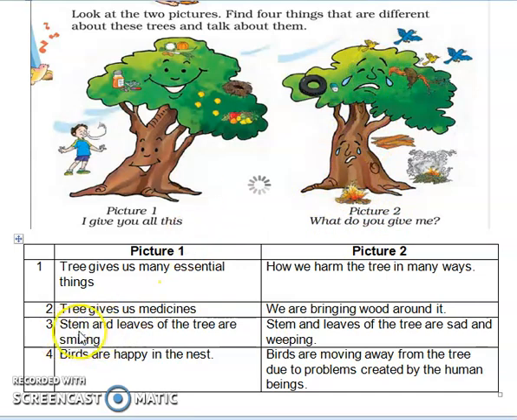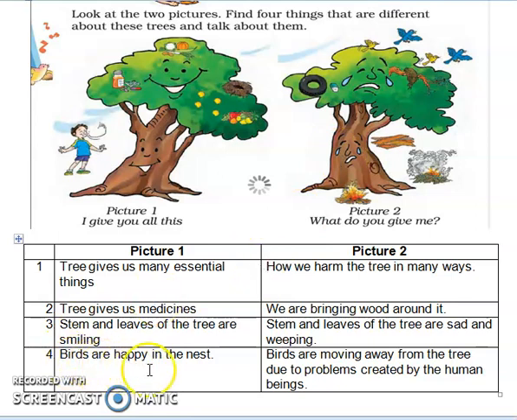Next, in picture 1, the stem and leaves of the tree are smiling. See, these stems, these leaves, this trunk, these are all happy in picture 1. But let us see picture 2. The stems and leaves of the tree are sad and weeping. As you can clearly see, in picture 2, these leaves, stem and trunk are all sad, all weeping. Okay, see this weeping.